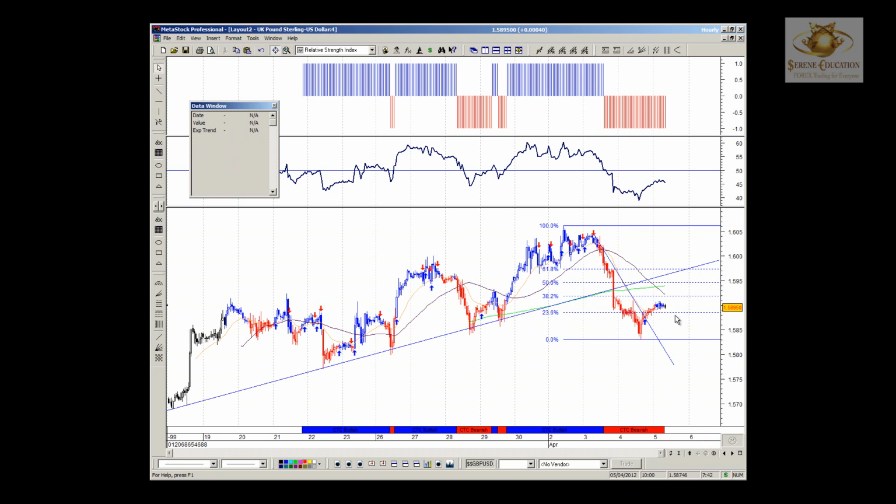So it's important that we do see, if this is genuinely just a pullback in the overall picture before we see another push back up towards 1600, a nice bullish engulfing here with the reattempt of these 1595s before we see 1600.